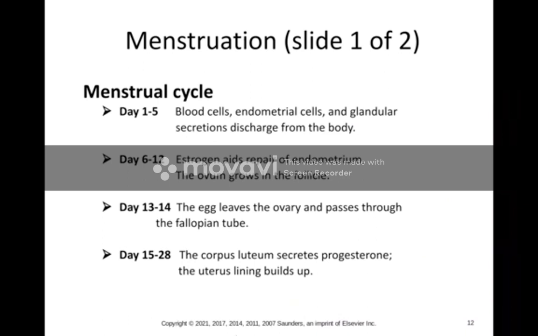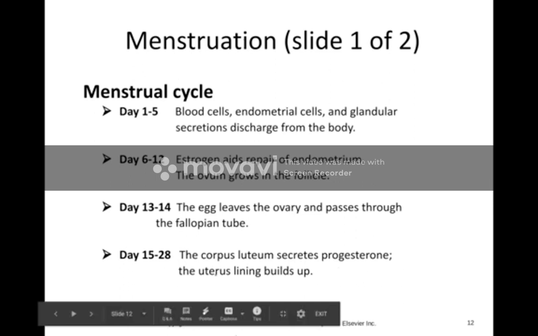Menstruation. During the menstrual cycle, on days 1 through 5, the blood cells, endometrial cells, and glandular secretions are being discharged from the body. During days 6 through 12, estrogen aids the repair of the endometrium, and the ovum grows in the follicle. Around day 13 or 14, the egg leaves the ovary and passes through the fallopian tube. And then on days 15 to 28, the corpus luteum secretes progesterone and the uterus lining builds up again.